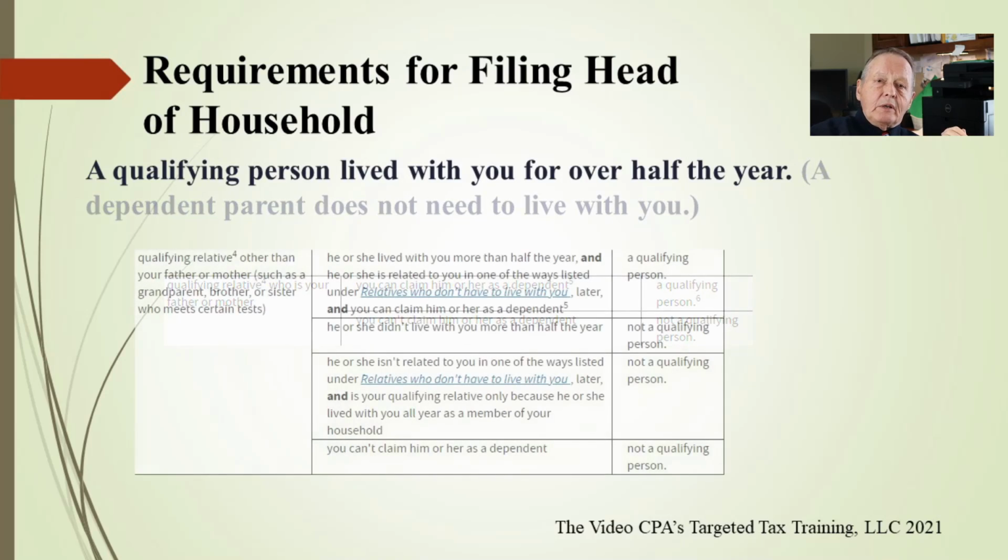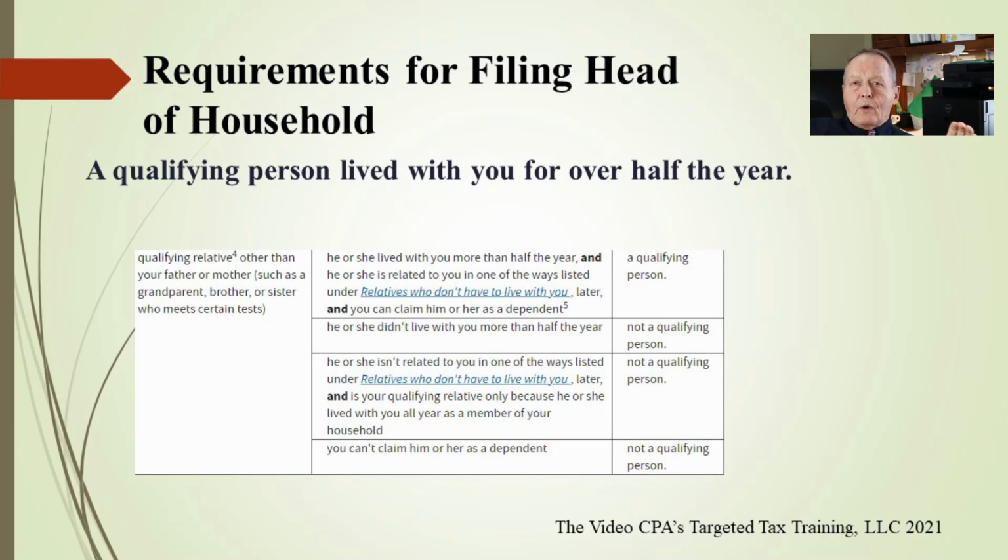Now, the final one is a qualifying relative other than your father and mother, such as grandparents or brothers or sisters, who meet certain tests, okay? If they lived with you more than half of the year, and you can claim them as a dependent, then you can use them to qualify for head of household. If they didn't live with you for over half the year, well, then you can't. They're not a qualifying person.